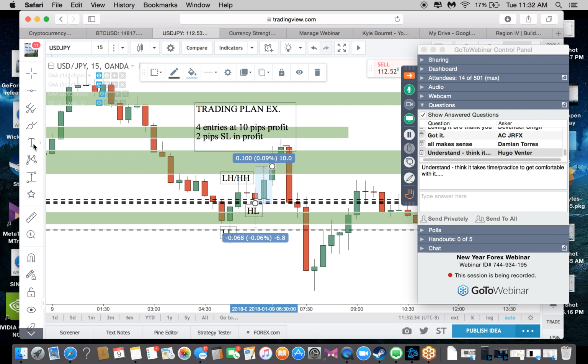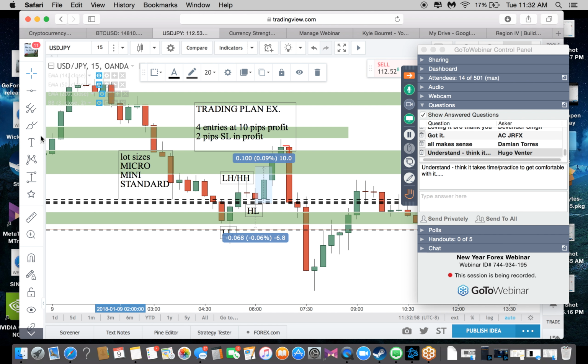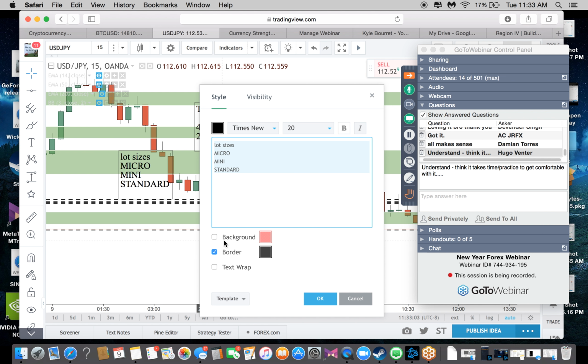Let's do a pip count. I want you to understand the power of lot sizes, right? A lot of us are experienced traders or we're learning. So lot sizes: we have micro, mini, and standard. I'm going to put some high standard lot sizes in there for you guys to get a better idea, because I like trading off of higher lot sizes. So if we're trading 10.0 standard lots, that's going to be $100 per pip, right?